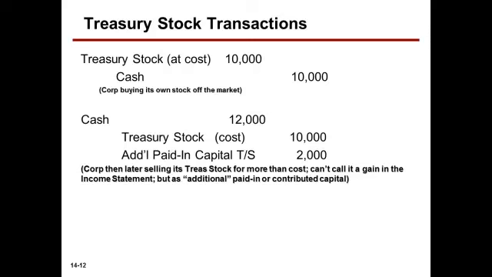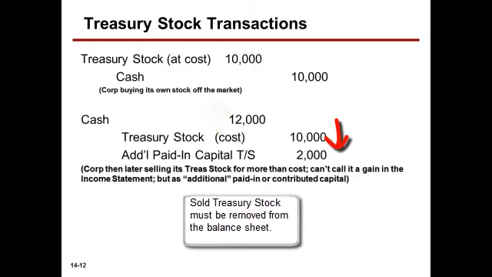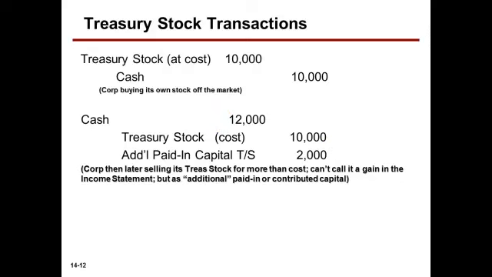Now, if the company subsequently sells the treasury stock, which it can, in this case it sells it for $2,000 more than it paid for it, it's going to book the cash coming in, $12,000 debit, increasing cash, reducing the treasury stock at cost, $10,000. The additional $2,000 in cash cannot be called a gain. It's additional paid-in capital, treasury stock. That cannot flow through the income statement. Even though more cash was received by the corporation in its treasury stock dealings, that extra cash, in effect, is shown as additional invested capital, not as results of operations, not as earnings.